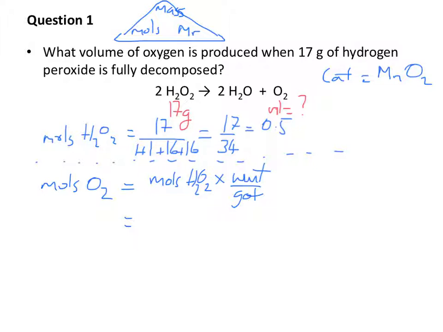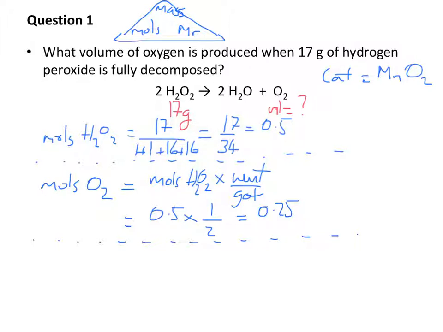So you've just worked out your moles of hydrogen peroxide, which is 0.5. The substance we'd got was H2O2, so the got number was 2. And the substance we wanted was oxygen. There's no number there, so it must be a 1. So 0.5 times a half is 0.25. And that's our second step done. So the moles of oxygen is 0.25.